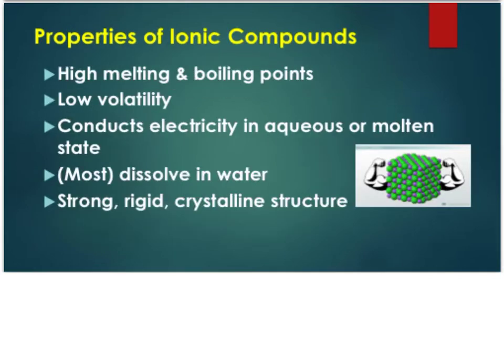Okay, so if we look at the properties of these ionic compounds, they're going to have a high melting and boiling point, meaning that you require lots of energy to break the bonds between these compounds. So the bonds are going to be strong. Volatility is the ability to turn into a gas. That's one way of putting it. How well they can turn into a gas.